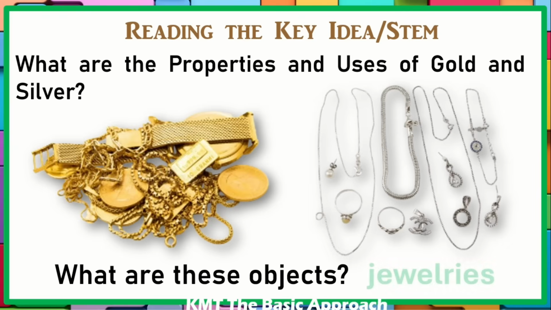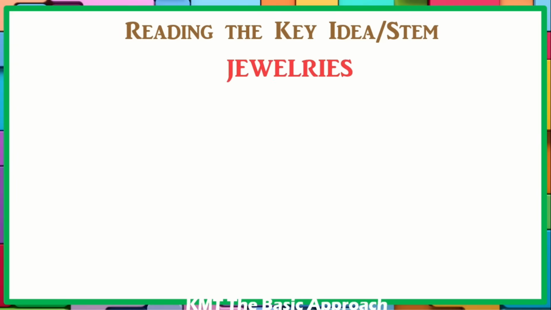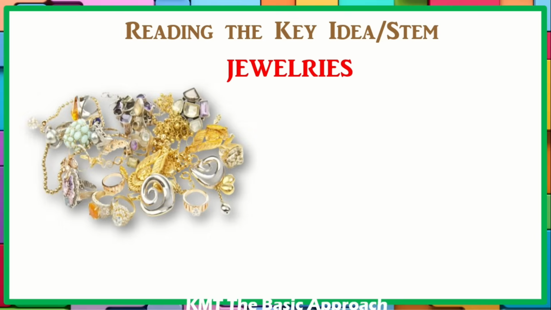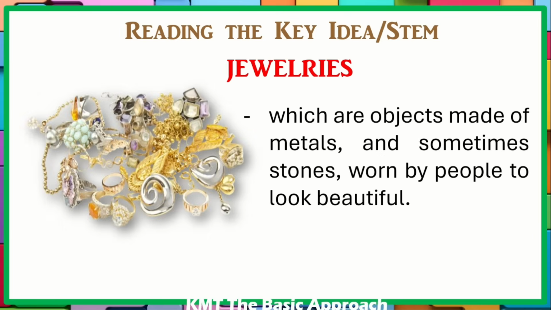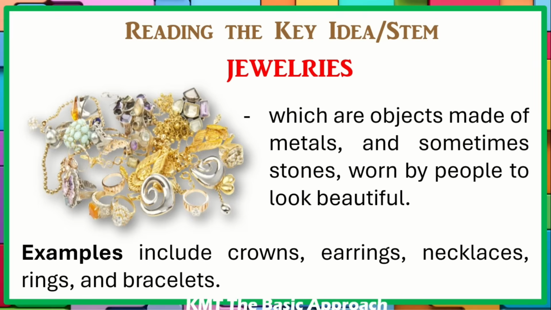Good job! Jewelries. Jewelries are objects made of metals and sometimes stone, worn by people to look beautiful. Examples include crowns, earrings, necklaces, rings, and bracelets.